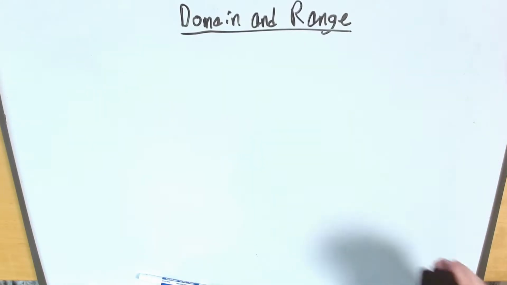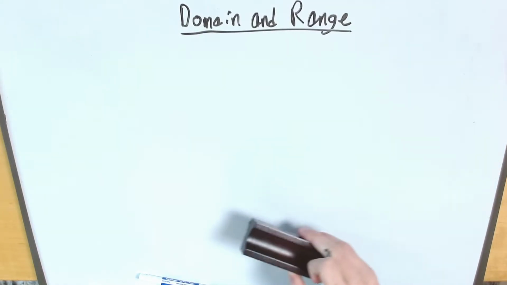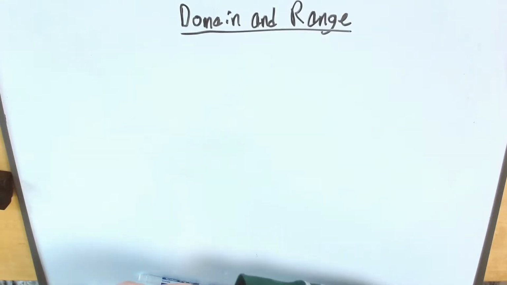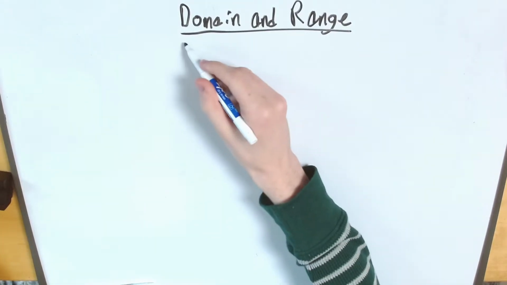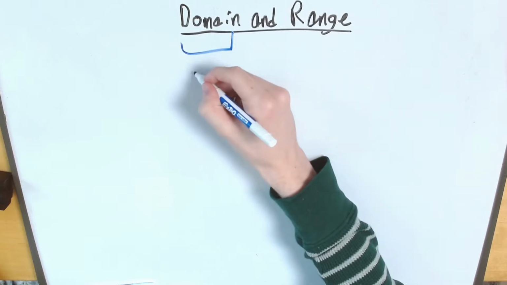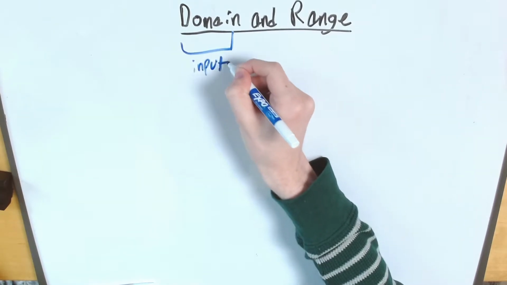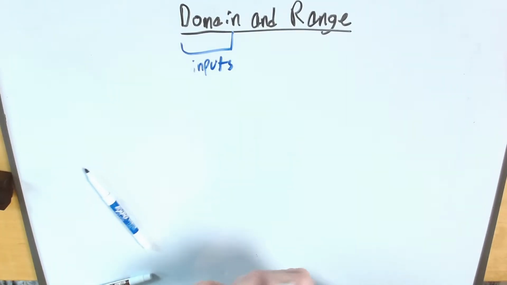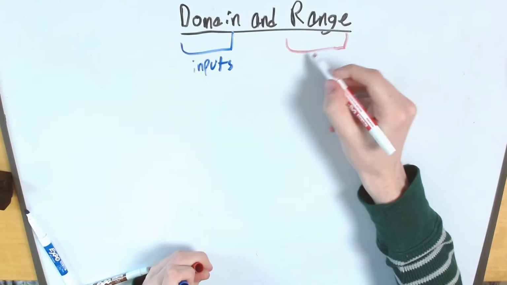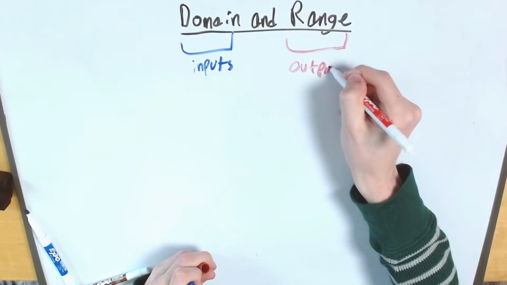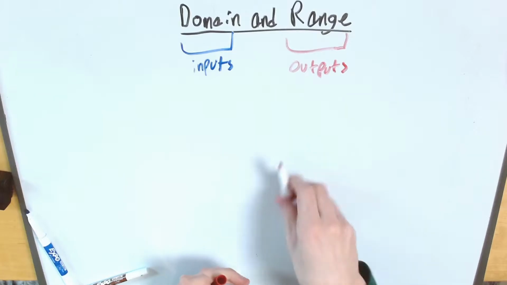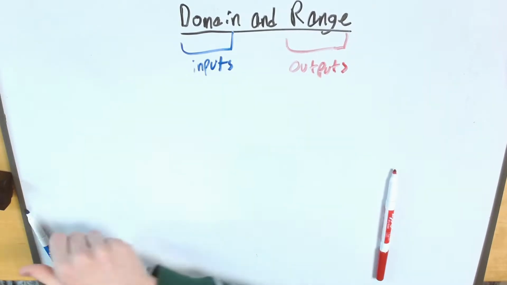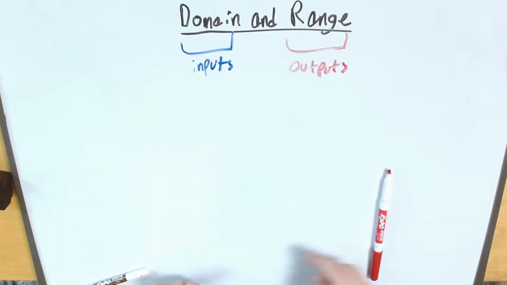And at the most fundamental level, domain and range refer to the inputs and outputs of a function, with domain being the inputs and range being the outputs. And that doesn't make sense.